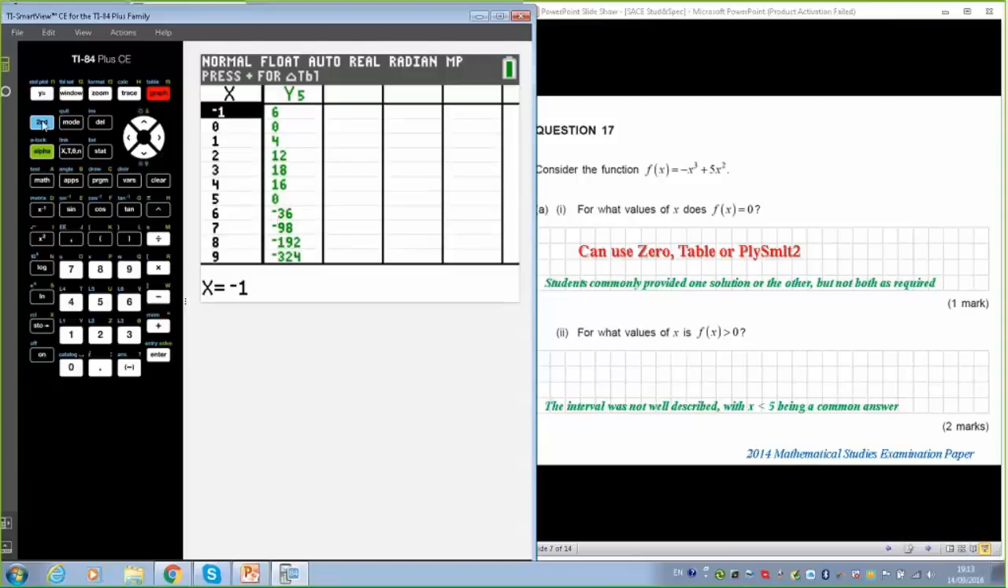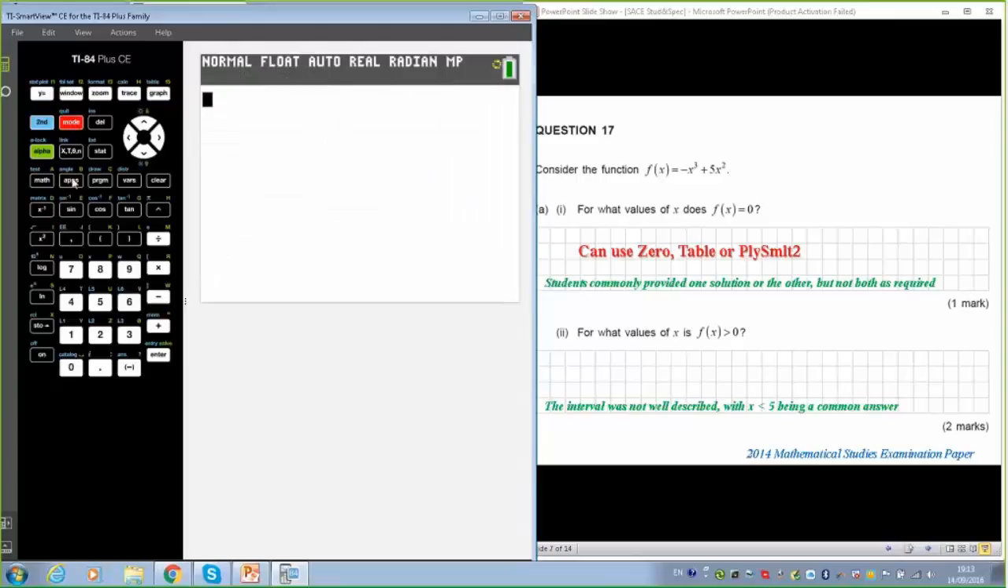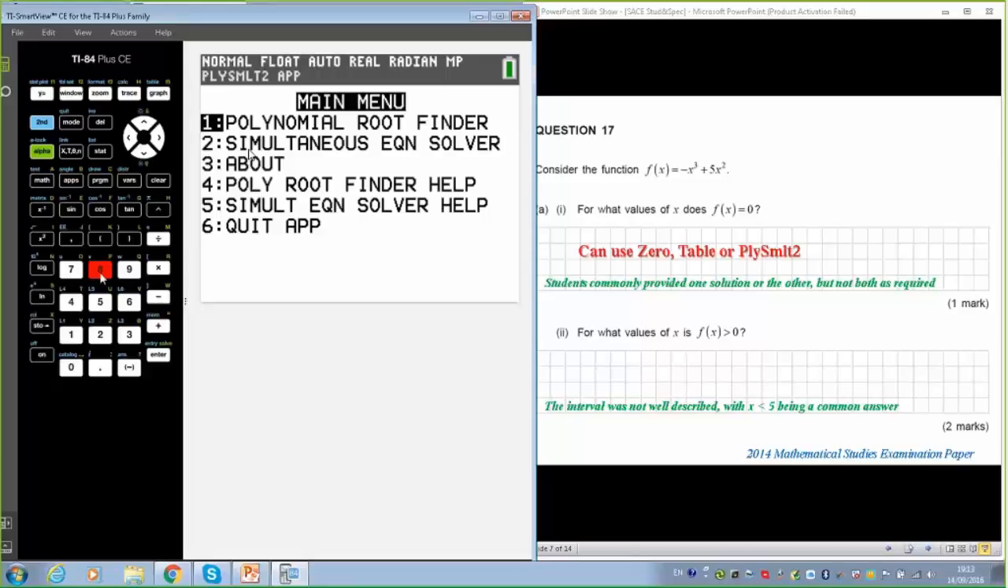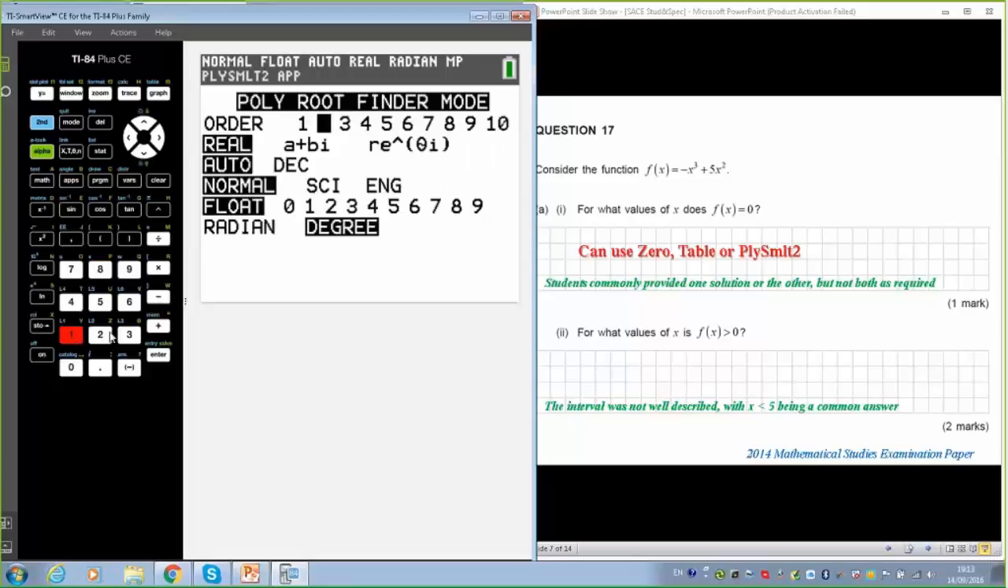And if we just quit that for a second and show this app, which I'm sure all teachers are aware of and have used many times, which is PolySimp, number 8. We're going to use polynomial root finder, not the simultaneous equation solver this time. The order is order 3, because it's a cubic. Always like students doing that.